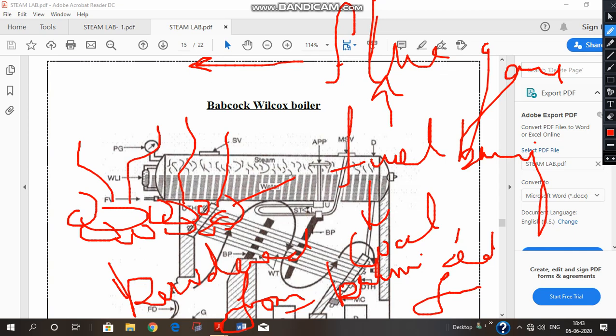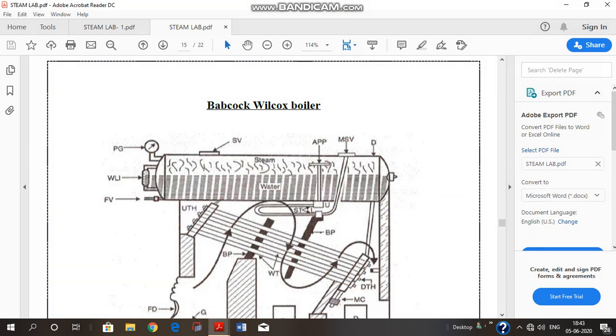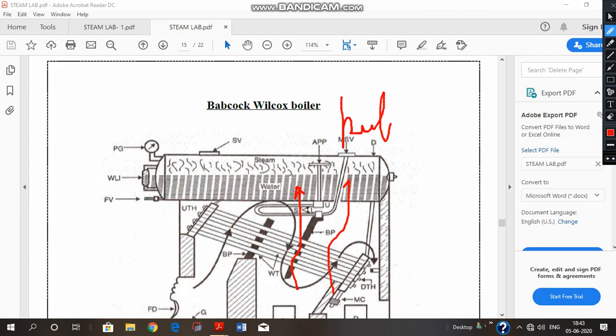And the question is, why do we want the coal to be in pulverized form? Because if the coal is in pulverized form, then it would be easier for us to burn the coal. The burning efficiency will be greater if the coal is in pulverized form.